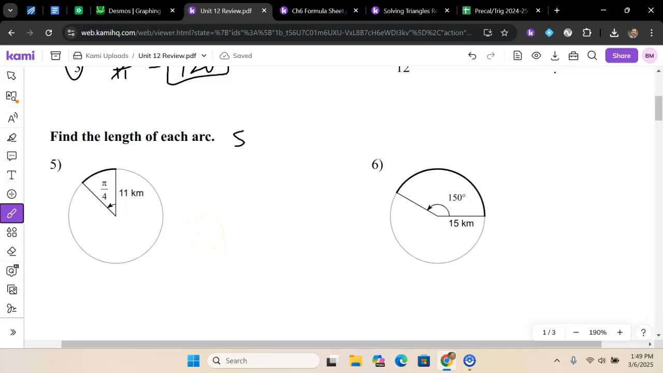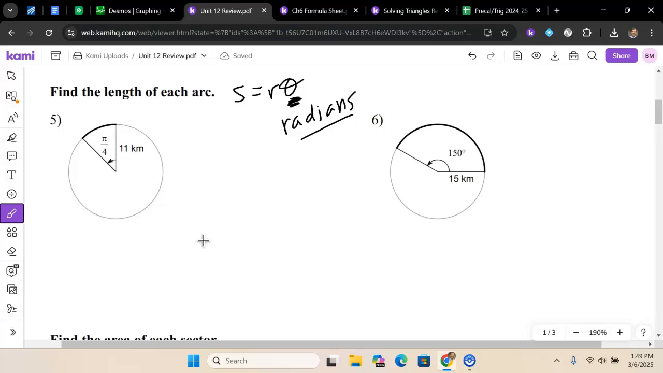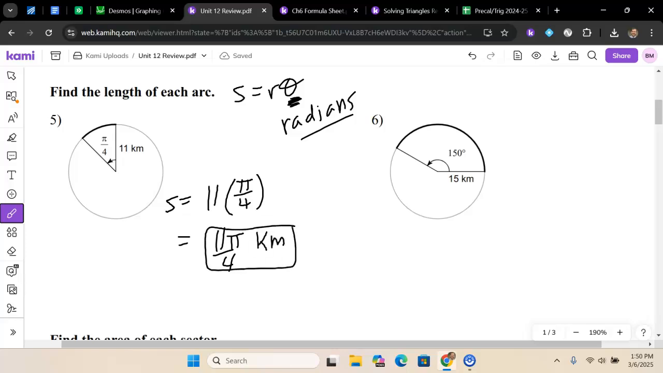Arc length, we've got S equals R theta. This angle, theta, needs to be in radians. That does not mean that your calculator has to be in radian mode. The time the mode matters is when you are doing trig functions, and we're not doing any trig functions here. We're just using an angle, but the angle needs to be in radians. So for number 5, we would just do the radius times the angle in radians, which would give us 11 pi over 4, and then we do want to have the unit there, kilometers.